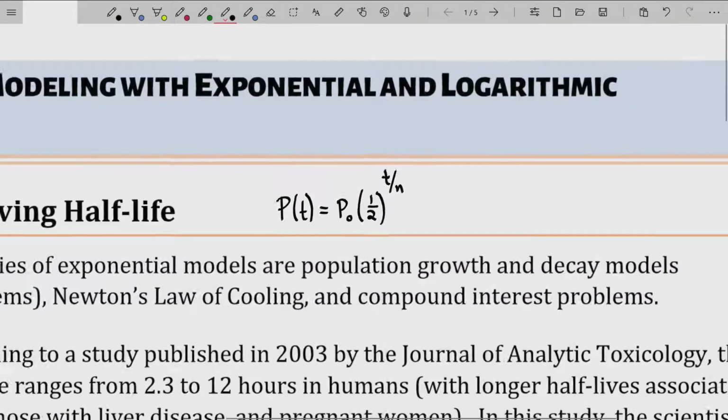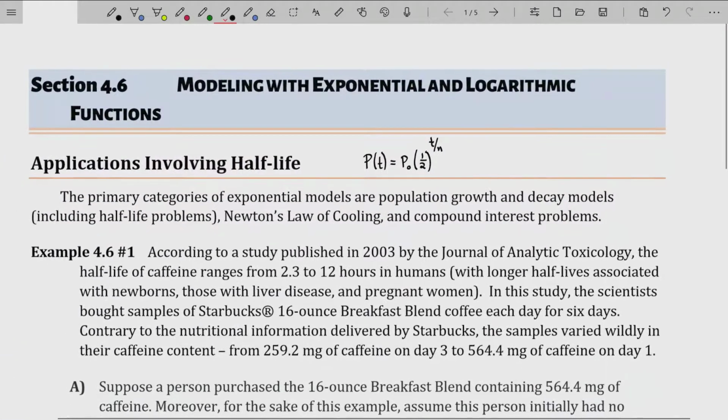So let's see how that works in example number 1. According to a study published in 2003 by the Journal of Analytic Toxicology, the half-life of caffeine, or everybody's favorite drug, ranges from 2.3 to 12 hours in humans, with longer half-lives associated with newborns, those with liver disease, and pregnant women. In this study, the scientists bought samples of Starbucks 16-ounce breakfast blend coffee each day for 6 days.